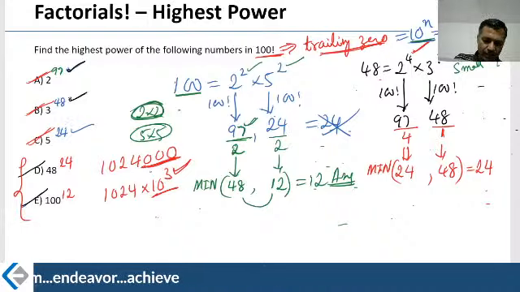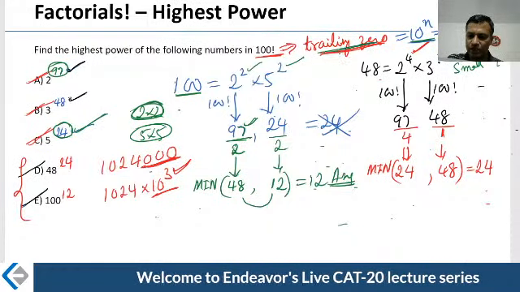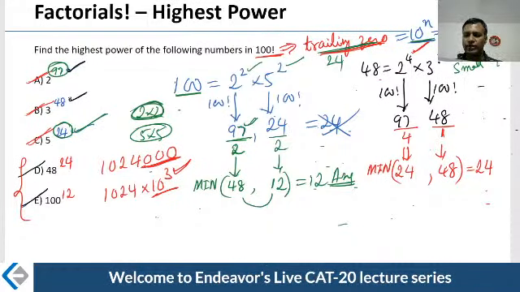What is the highest power of 5? 24. What is the highest power of 2? 97. Therefore, you would have written 24 as the answer. The number of trailing zeros is 24, because you find out how many 5s and how many 2s are there in 100 factorial.